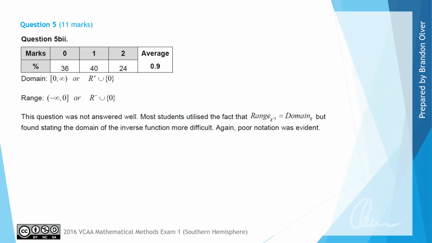So from the examiner's report, we can see that about a quarter of students got full marks for that question. The examiner had still described it as not being well answered. Most students utilised the fact that the range of the inverse was equal to the domain of the original, but found that stating the domain of the inverse function was far more difficult. Again, poor notation was evident throughout this question.